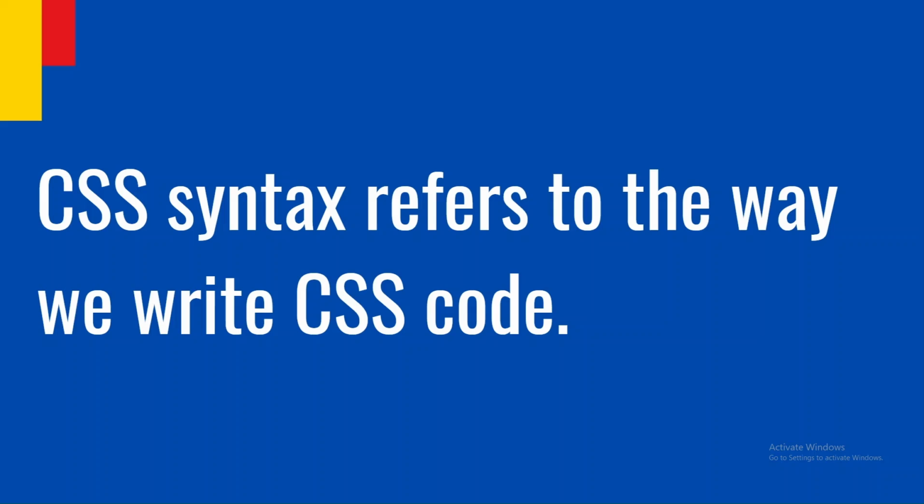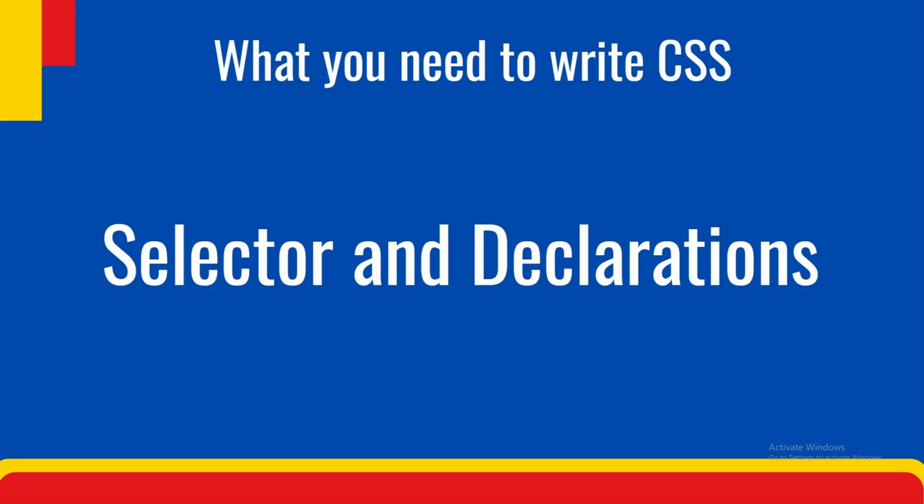So if I want to style the HTML elements on my web page using CSS, what do I need? Now the two main components you would need to style the elements on your web page are the selector and declarations. So the CSS syntax follows a selector and a declarations rule. Let's look at what each of these mean.